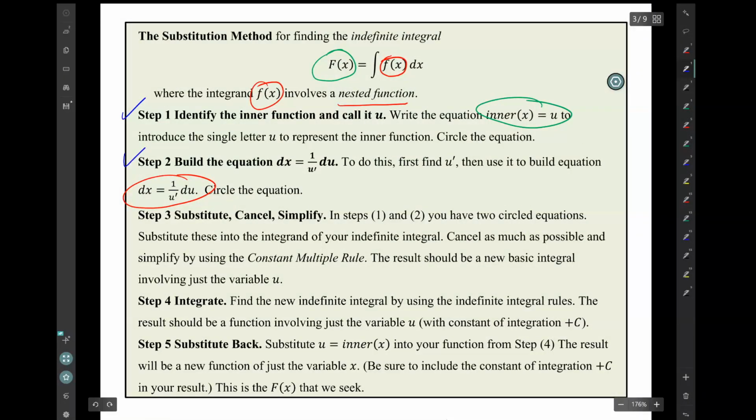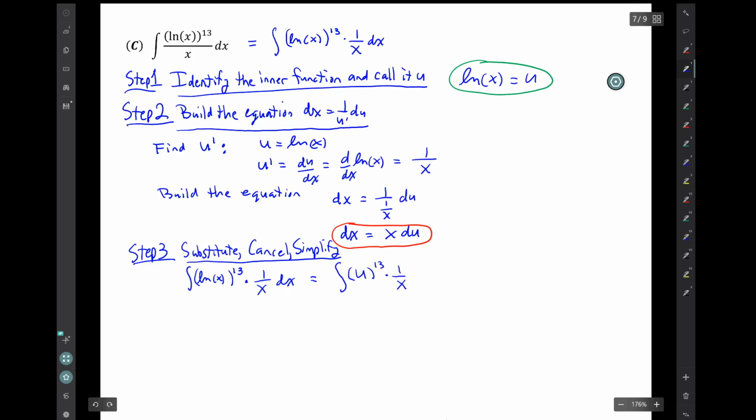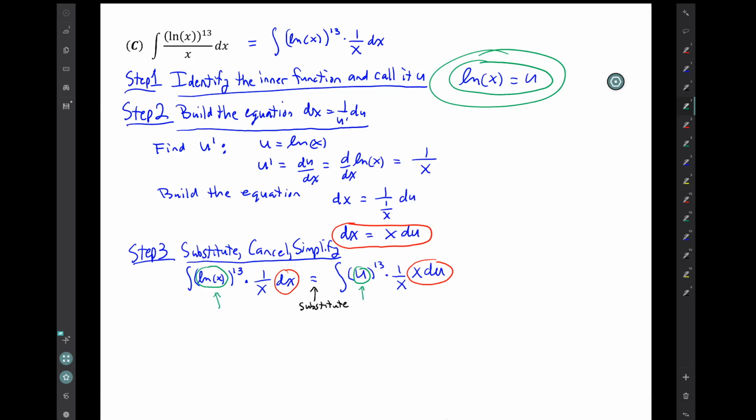Okay, let's go back up and see our procedure. So we did step 1, we did step 2. Now we're ready for step 3. Substitute, cancel, simplify. So we write down our integral and then do the substitutions. So there you can see we used our green circled equation to do the green substitution there. We replaced ln of x with u. We used our red circled equation to do the red substitution, replacing dx with x du.